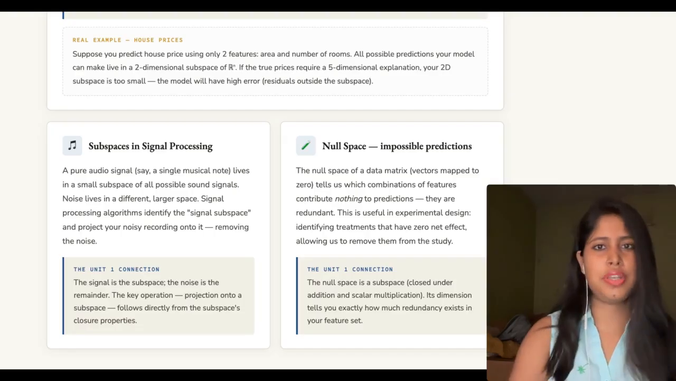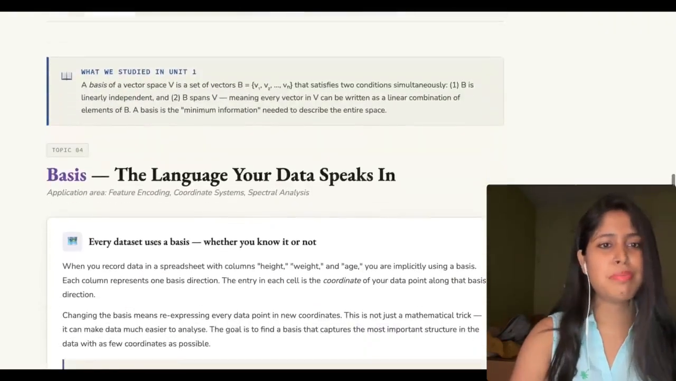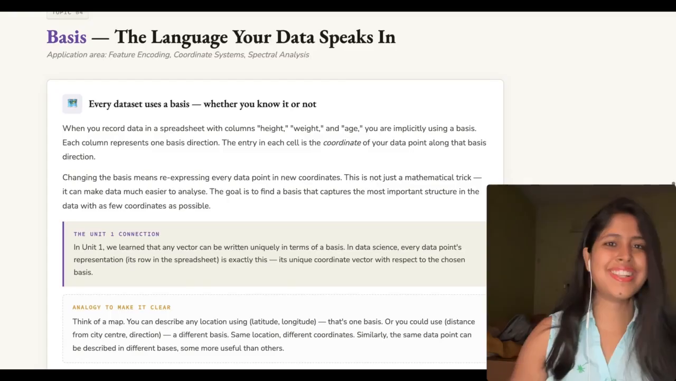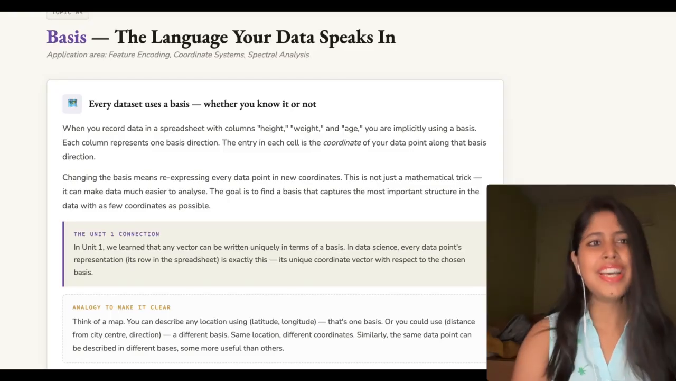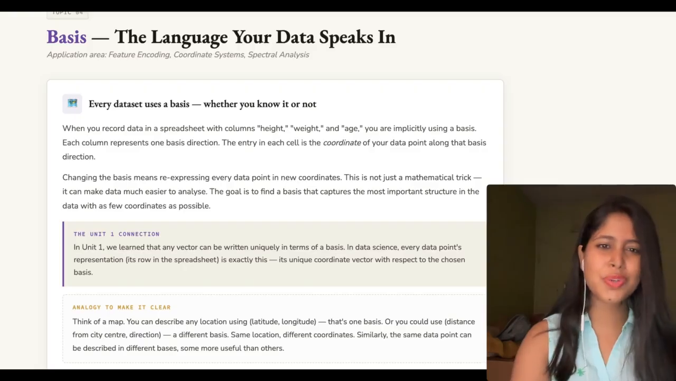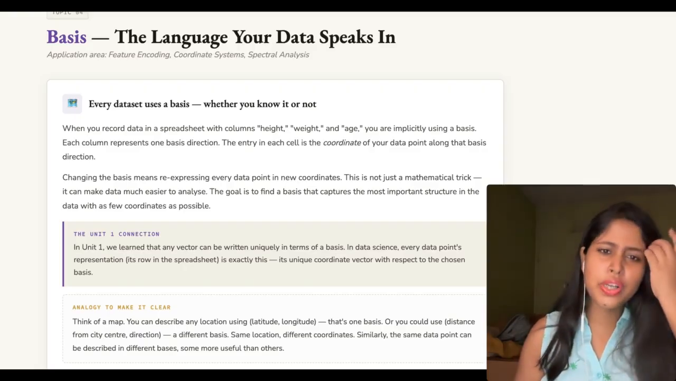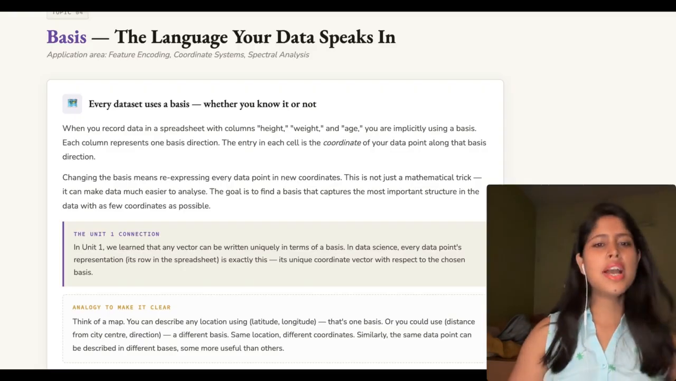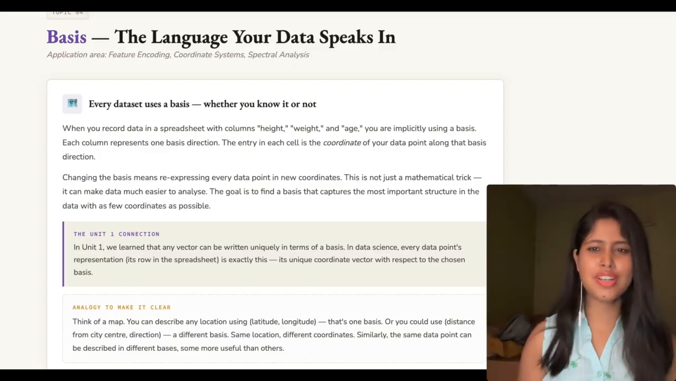Now coming to the most important topic, basis, the language your data speaks in. Can you understand that by the title which I have written, the language the data speaks? Basis is one of my favorite topics in unit 1 because it is so important, so conceptually driven, and so interesting to learn, right?